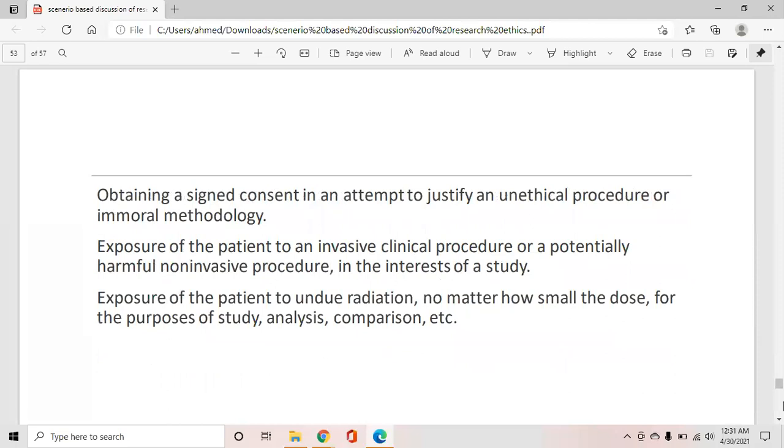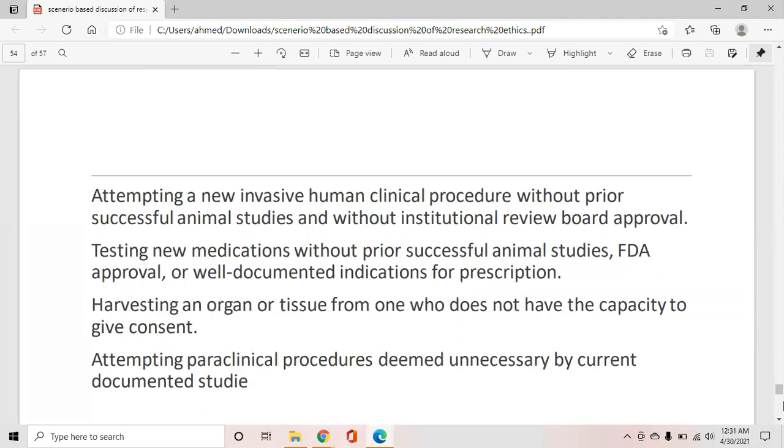Obtaining signed consent in an attempt to justify an unethical procedure or immoral methodology; exposure of the patient to an invasive clinical procedure or potentially harmful non-invasive procedures in the interest of the study; exposure of the patient to undue radiation, no matter how small the dose, for the purpose of study, analysis, comparison, etc. Attempting a new invasive human clinical procedure without prior successful animal studies and without institutional review approval.